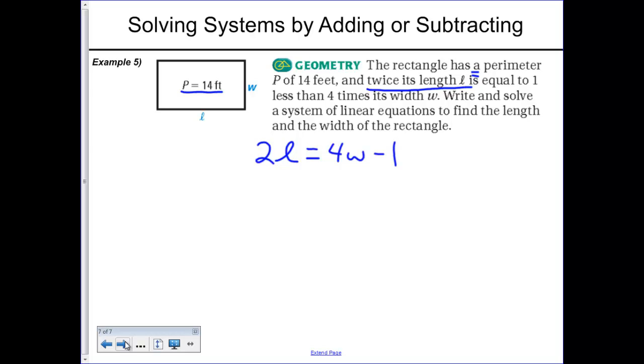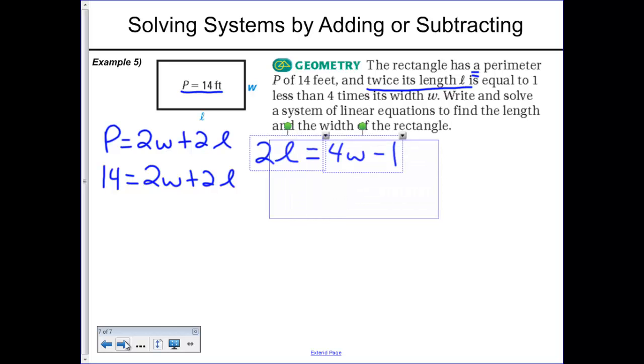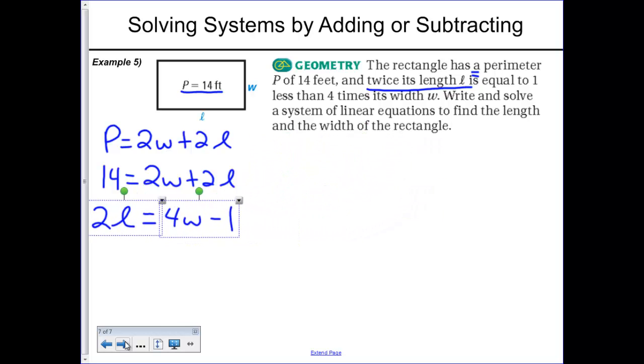Well, they did tell us that the perimeter was 14. Well, the perimeter formula is 2W plus 2L is equal to perimeter, and they told us that the perimeter was 14, so I can actually substitute P with 14. So 2W plus 2L. Okay, so we have these two equations here.